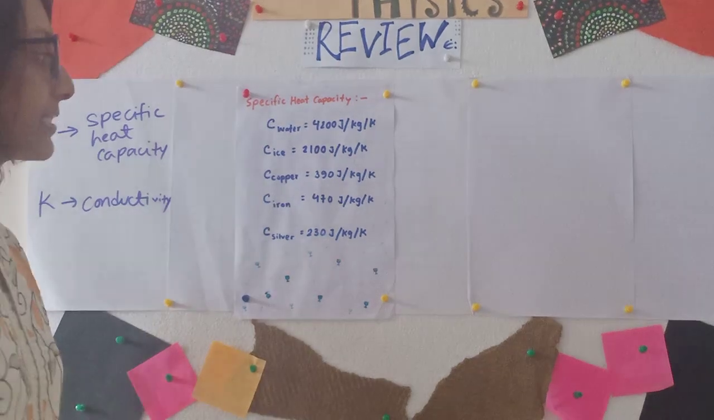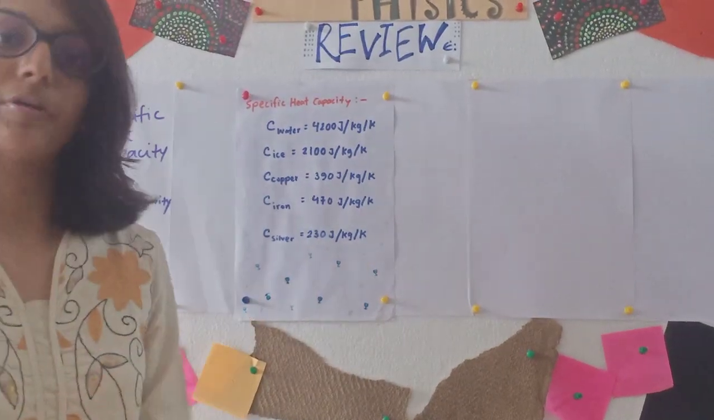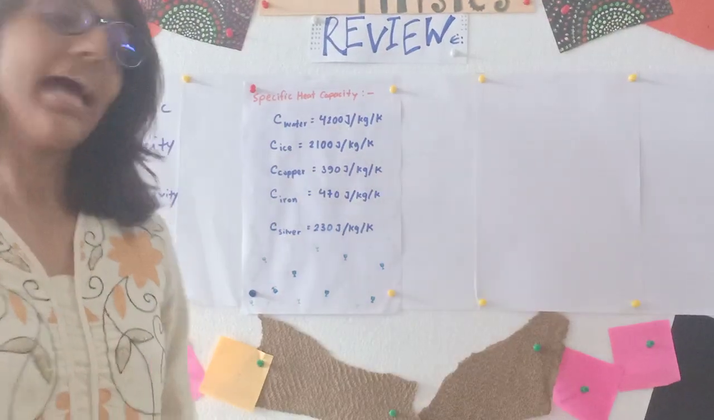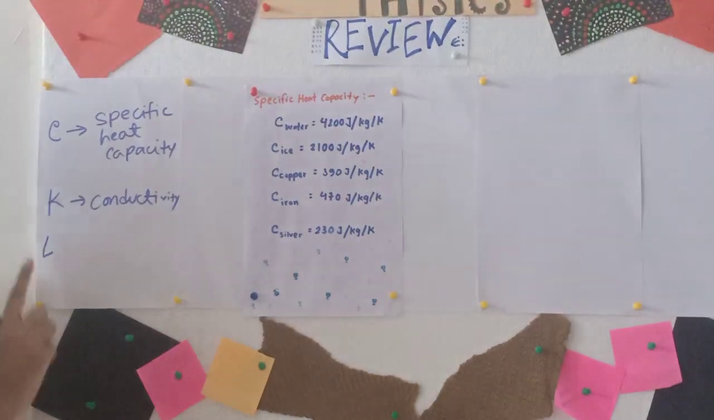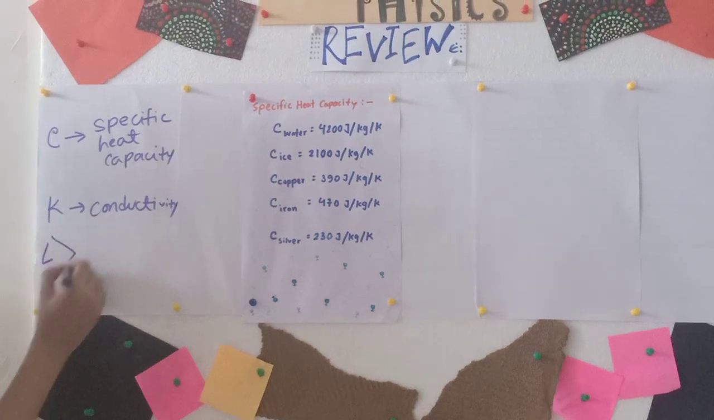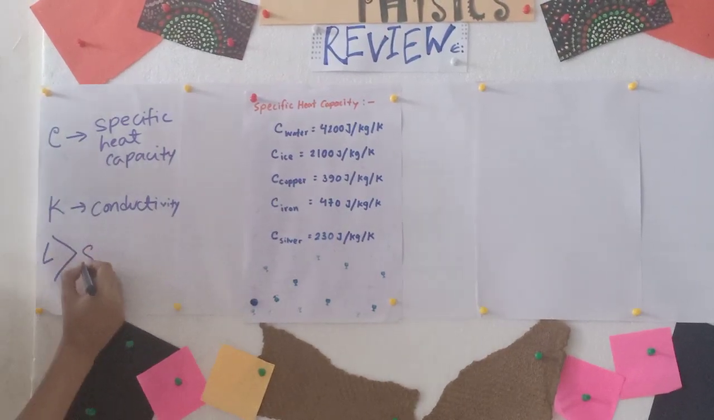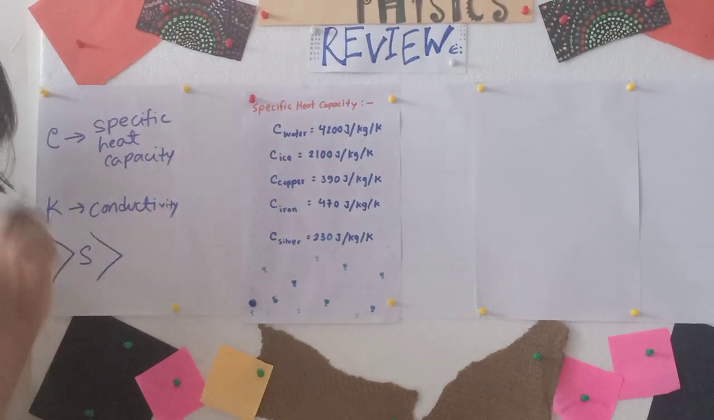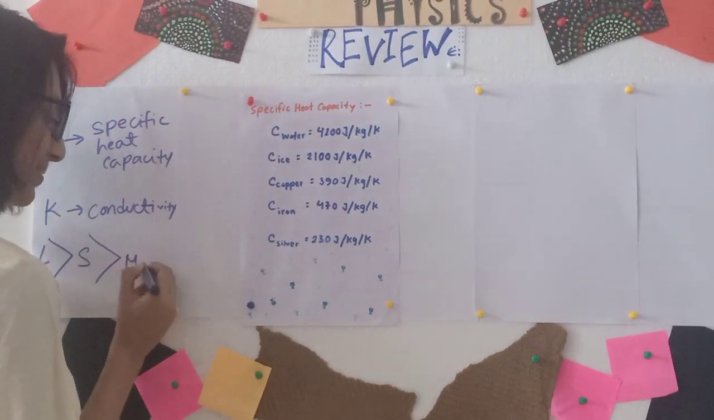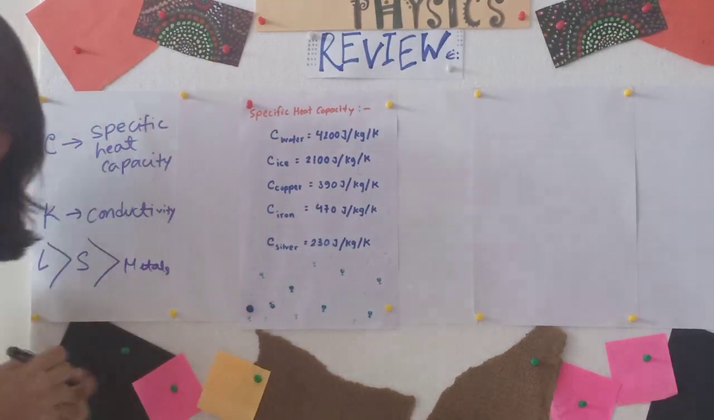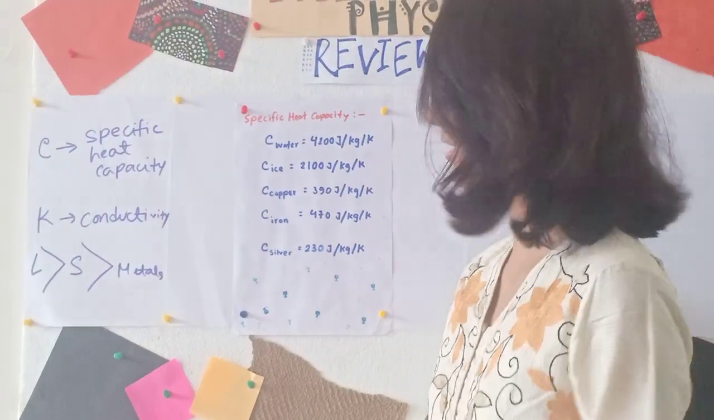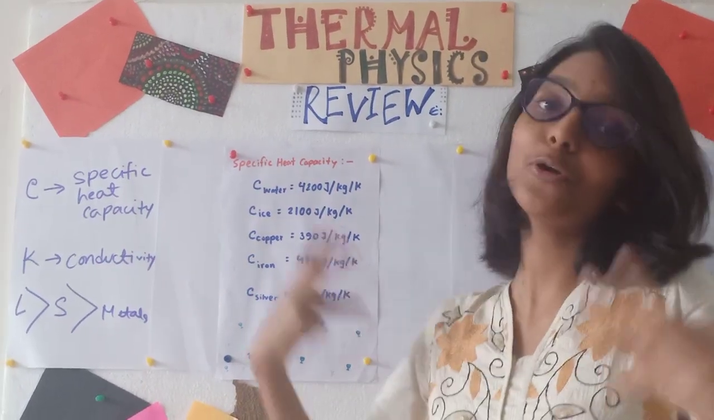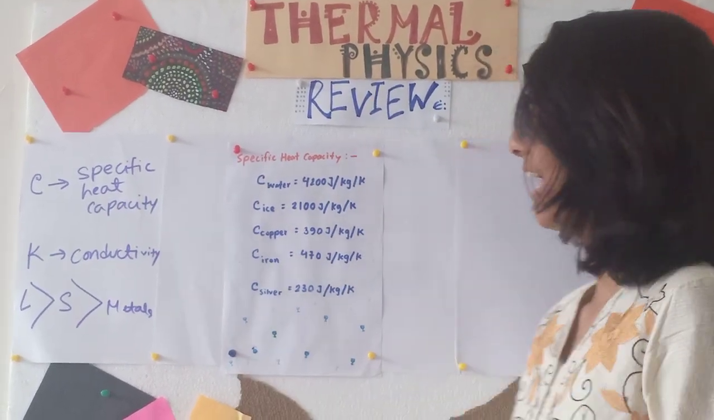Now, looking at this, you will discover that liquids, L stands for liquid, have more specific heat capacity than solids, and solids have more specific heat capacity than metals. Interesting, right? And the opposite occurs for conductivity. Metals have more conductivity than solids, and solids have more conductivity than liquids.